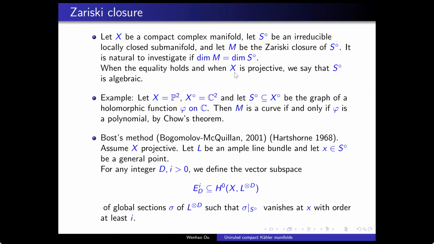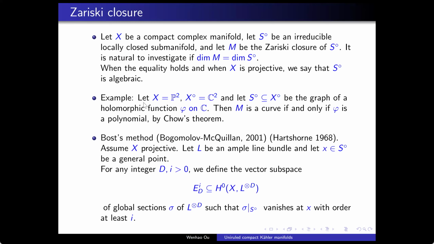So in the projective setting, if the equality holds, we say that S0 is algebraic. Indeed, in this case, we know that S0 is one local branch of an algebraic subvariety of X. So in this case, we say S0 is algebraic. Of course, in general, we will not have equality for this dimension. In general, the Zariski closure may be much larger.